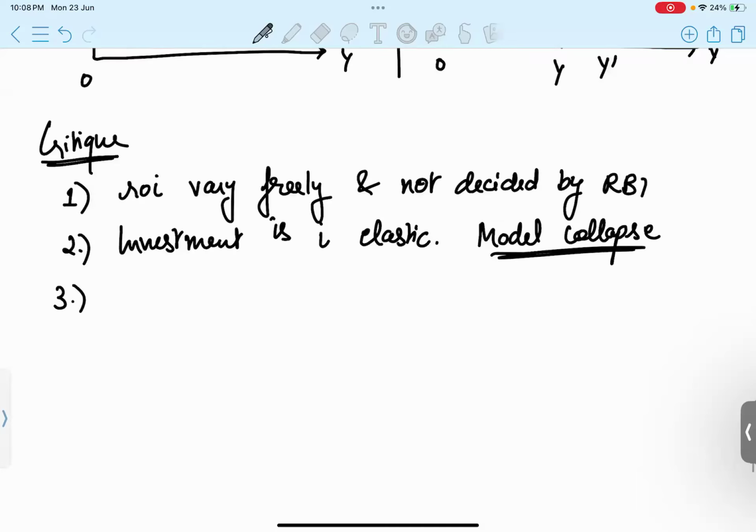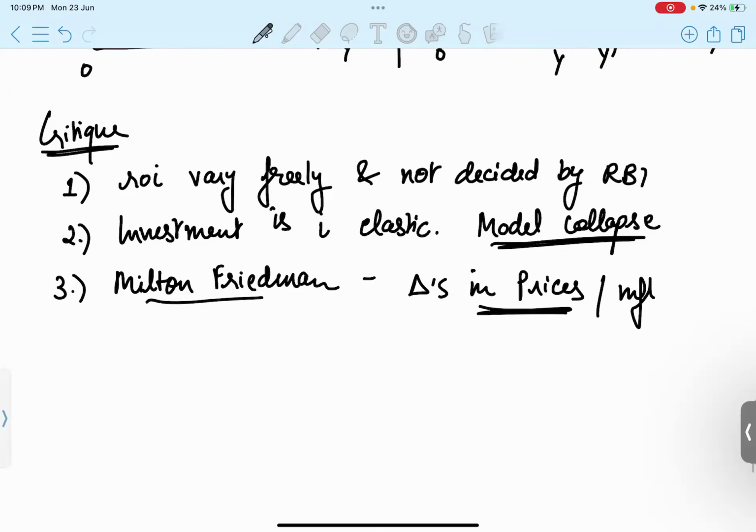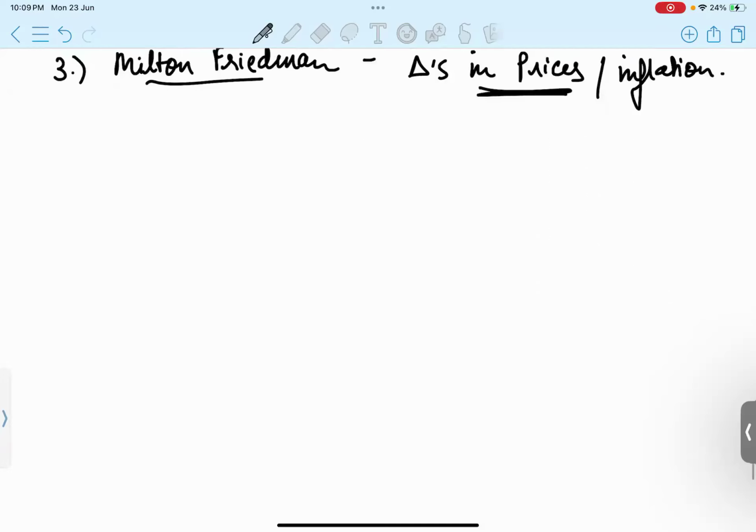Thirdly, we can say Milton Friedman, who belongs to the monetary school of economics, said that the model is too simplified in nature and ignores changes in commodity prices, or prices simply. So price changes, or you can say inflation, are not taken into consideration by this model. So this is a critique.